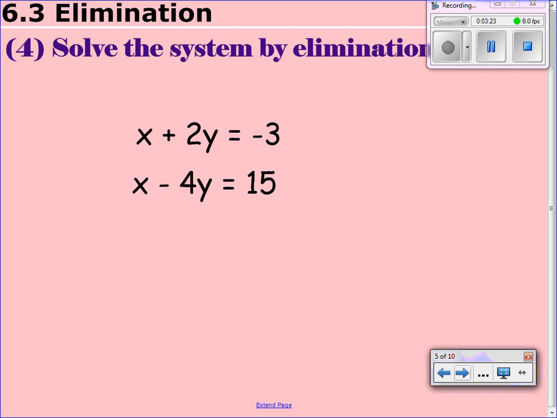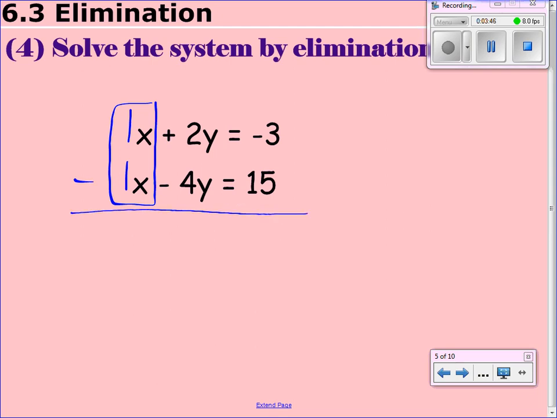Now, if you notice in number 4, right here, the x's have the same coefficient, but not different signs. The signs are the same. We want the signs to be different. So instead of adding these together, we're going to have to subtract these. So when I go to subtract, I need to make sure it's 1 minus 1, 2 minus a negative 4, so the double negative becomes a positive, and then negative 3 minus a positive 15.